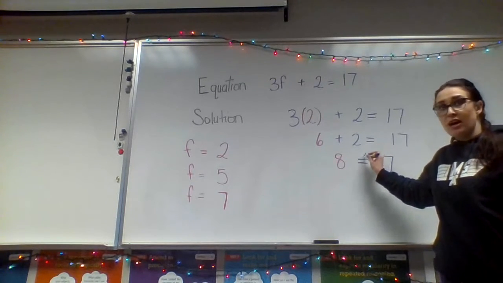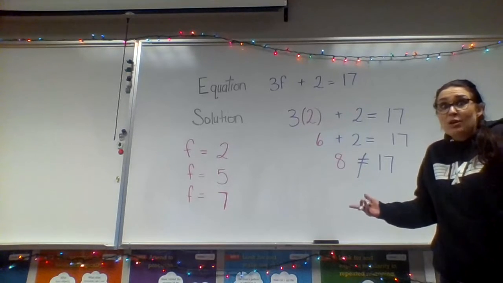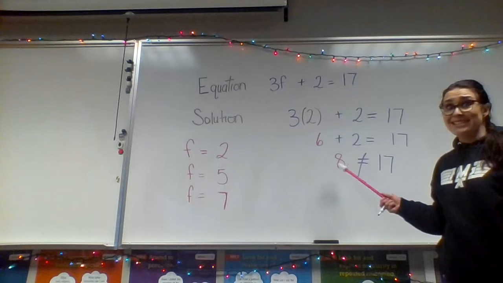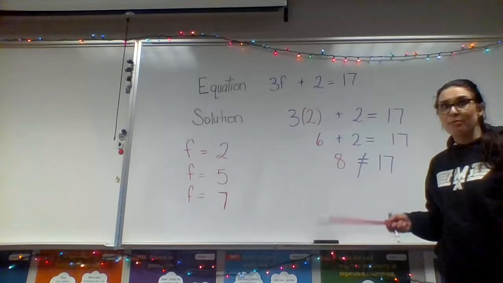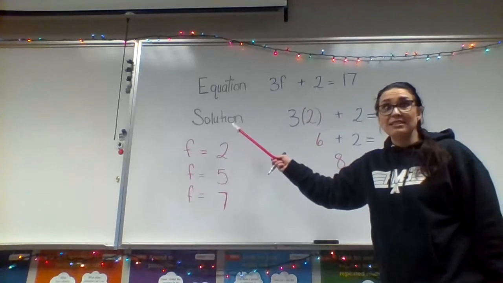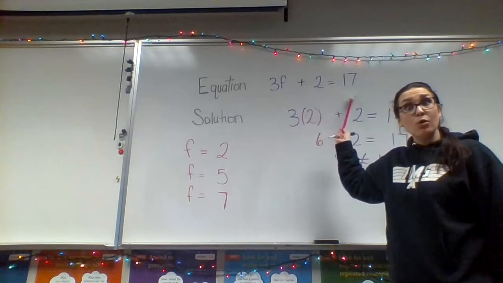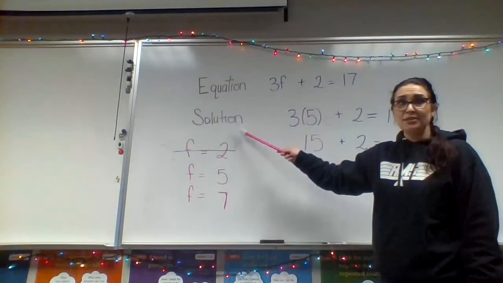I just draw a line right through that equal sign, and that means not equal. So now is it true that 8 is not equal to 17? Yeah, that's accurate. But what that also means is that f being equal to 2 is not a solution to this equation. All right, so we already discovered that f equals 2 is not a solution for this equation.